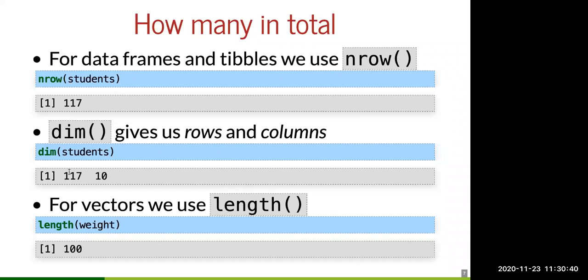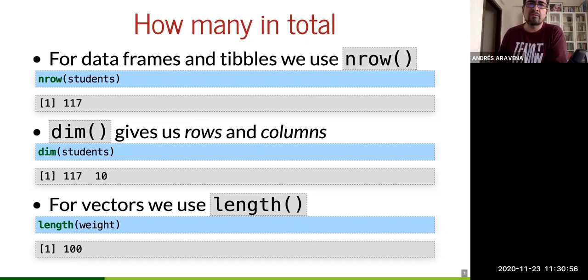It's giving you the number of students, number of rows, and number of columns. Let's see how far I can go with the computer melting here. And the main change, if you are working with a vector, you have to use length. So nrow doesn't work for vectors, and length doesn't work correctly for data frames or for tables.